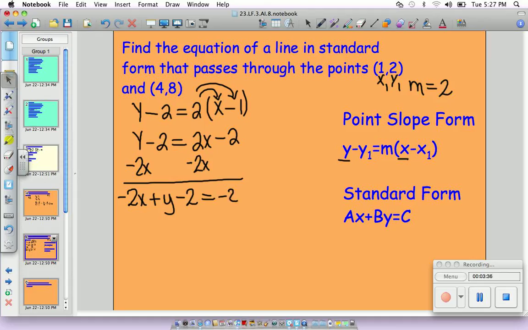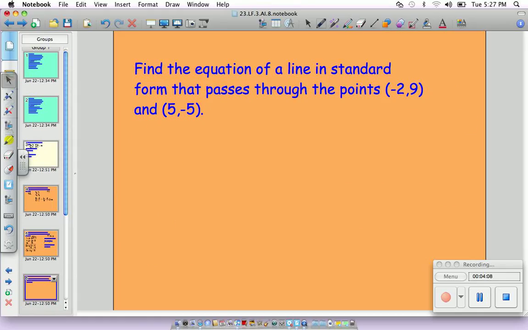Now I want to get rid of this. I don't want the numbers or the constants over here. I want them all to be on this side. So I'm going to add 2 to each side, so this will go away. And when I do that, my resulting equation is negative 2x plus y, which I know could be written as 1y, equals 0. These two canceled out. So this is the standard form. This is the standard form of that equation. Let's look at the next example.